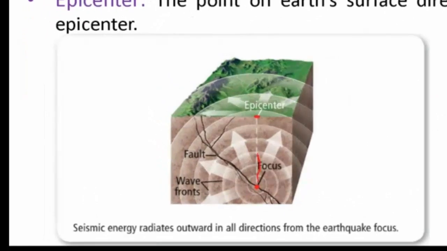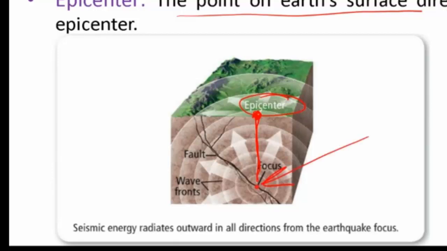If we move directly above the focus until we reach the surface of the earth, this point is called the epicenter of the earthquake. So what's the epicenter? Epicenter is a point on the surface of the earth, and it lies directly above the focus. We call it in Arabic المركز الظاهري للزلزال أو المركز السطحي للزلزال. So the point where the seismic waves start is the focus. The point above it is the epicenter.